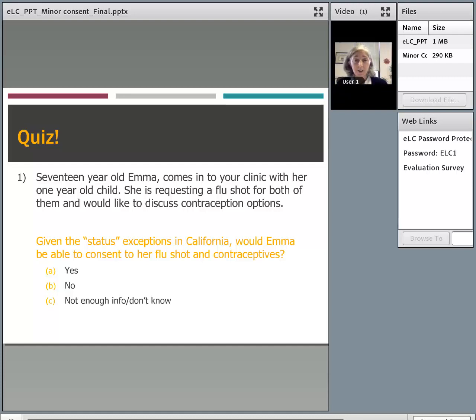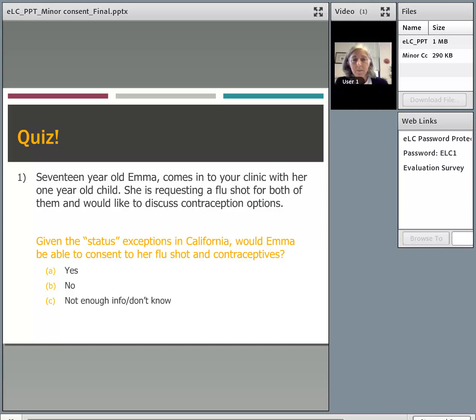We know she's 17, but we don't know where she's living. We don't know what her financial situation is. We don't know if she's married. So this is one of those situations where in order to know whether she can consent to these two services based on her status, we would need more information, and that's where something like a questionnaire could be helpful.